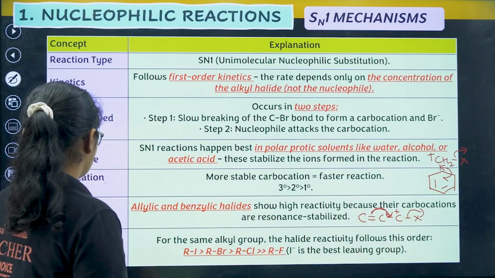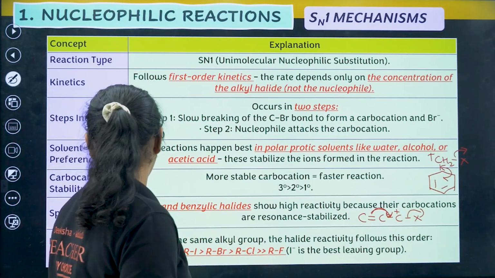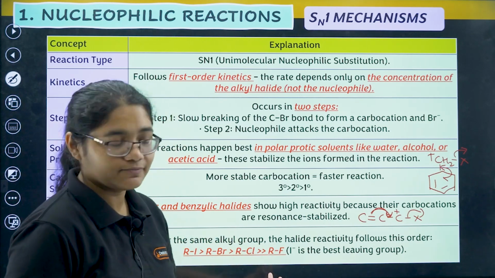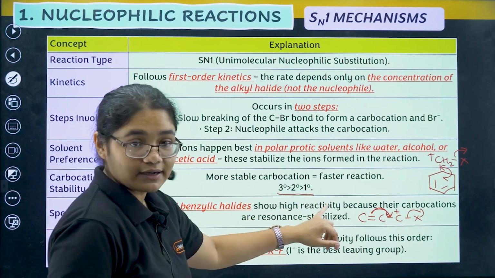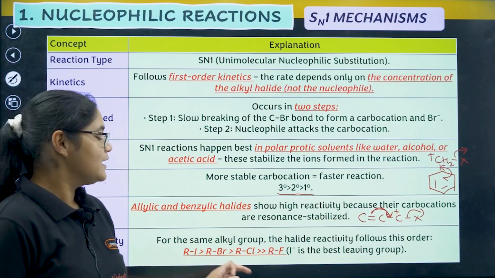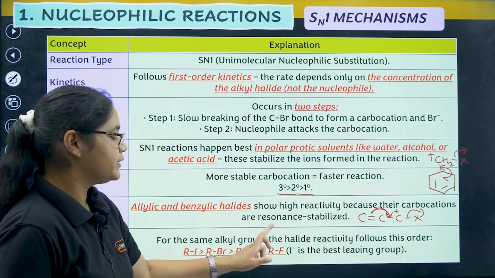Okay, now what is the order here? The order for this one is RI, RBr, RCl and RF. This order is 3 degree, 2 degree, 1 degree, and if you have the same R and the halogens are different, then iodine, then bromine, then chlorine, then fluorine.